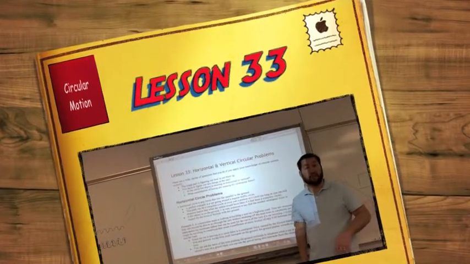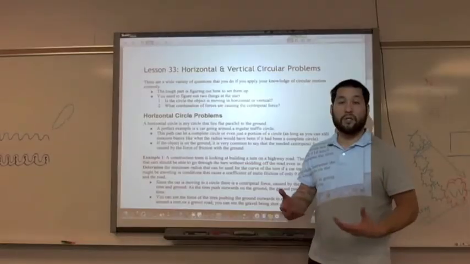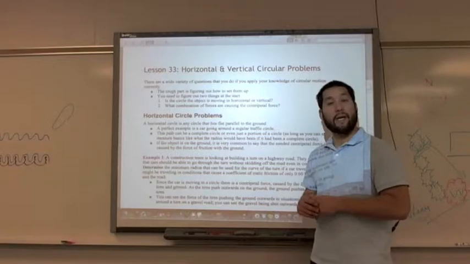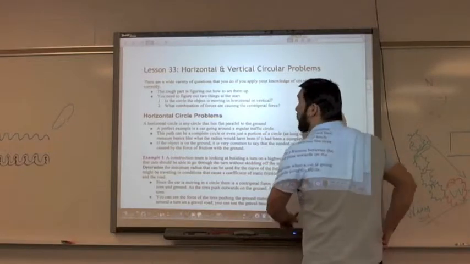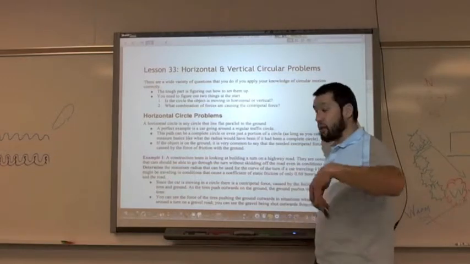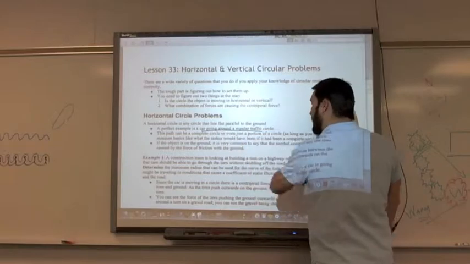Okay, today's lesson, lesson 33, is looking at some horizontal and vertical circular problems. Horizontal ones are pretty straightforward. It's the vertical ones that require just a little bit more in-depth thinking. With horizontal, it's basically things going in a horizontal circle. The best example is cars going around a corner. And again, right here, cars going around a regular traffic circle.